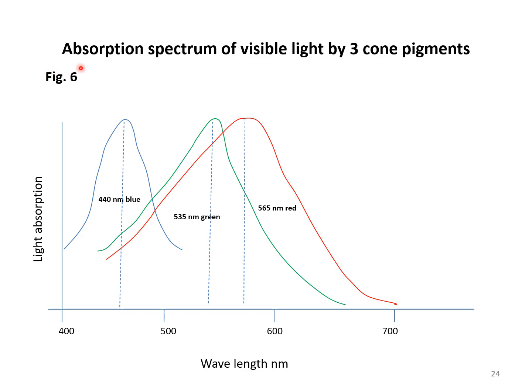Here we see the absorption spectrum of visible light by three cone pigments: the blue, the green and the red. The other colors are perceived by various combinations and selective absorption of these three primary colors.